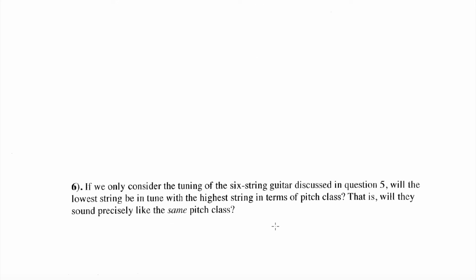Question 6 is saying then, if we're listening to just the 6-string guitar, like 1/2 of the equation in question 5, will its lowest string be in tune with its highest string in terms of pitch class? So that means, is it actually going to be forming a double perfect octave that is justly tuned? And that means it's going to have to be in some kind of pitch class relationship, which is 1 to 2^n, where n is greater than or equal to 0, right?